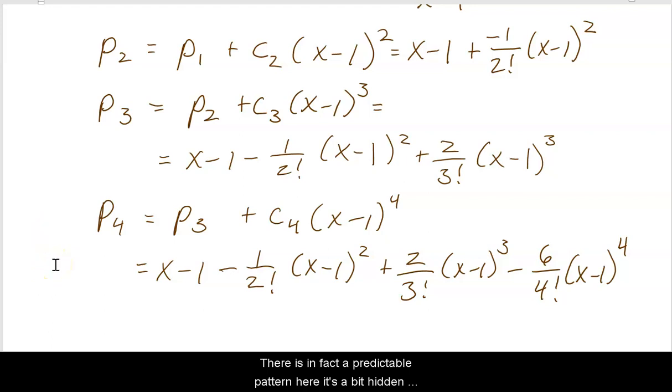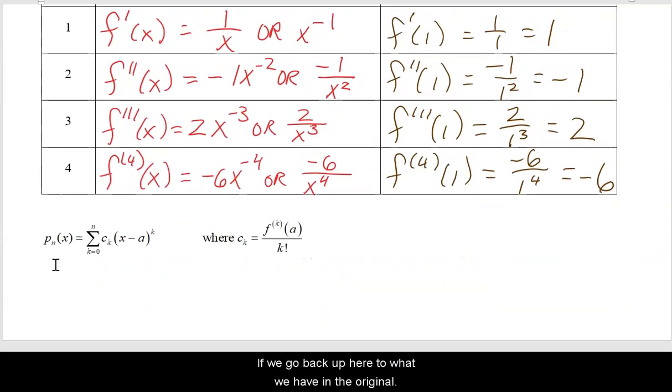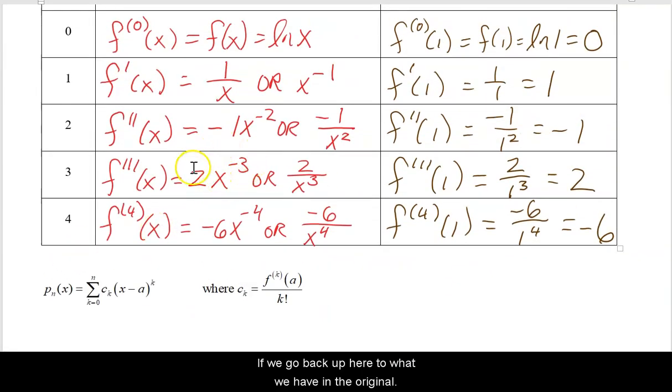It's a bit hidden because we wrote the derivatives as 2 and 6. If we go back up here to what we have in the original, if we were to continue to take derivatives, you would see that the first is in fact 1 factorial, and then 2 factorial, and then 3 factorial, because the 3 was brought to multiply by the 2. The next derivative will bring a 4 to multiply by the 3 and the 2 and the 1, which means the next one, of course, will be 4 factorial.